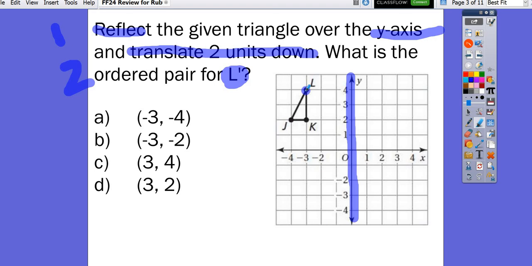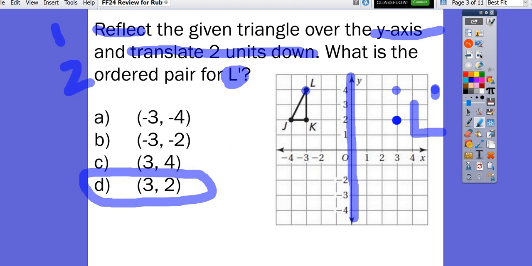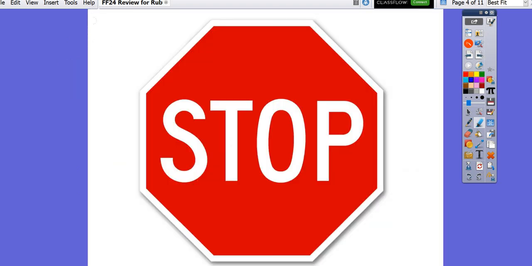So where we're going to reflect it over Y. So 1, 2, 3. Count it again. 1, 2, 3. It's a new place for L, but then we have to translate 2 units down. 1, 2. So that is L prime. So let's find the coordinates for this point right here. We're going to go over 3, up 2. So it is 3, 2. All right, everybody, I think that's it for this one, and we'll get to the next one.